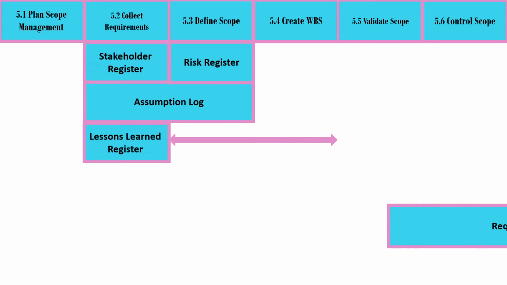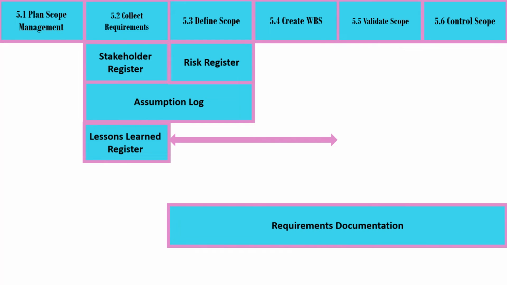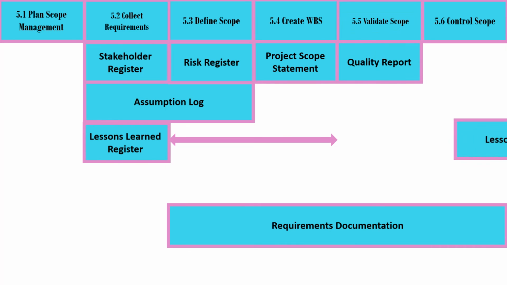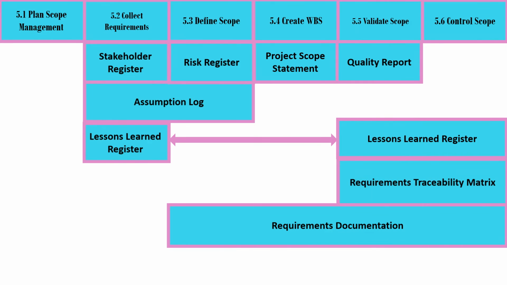Define Scope has Risk Register and Requirements Documentation, which is shared with all processes except Plan Scope Management and Collect Requirements. Create WBS has Project Scope Statement. Validate Scope has Quality Report and both Lessons Learned Register and Requirements Traceability Matrix, which are shared with Control Scope.